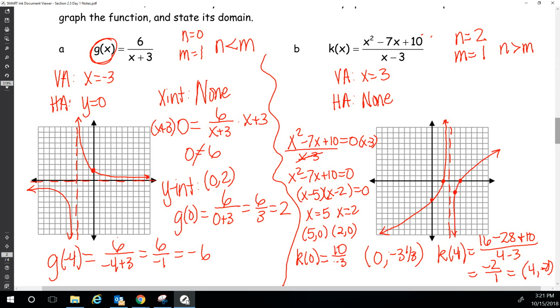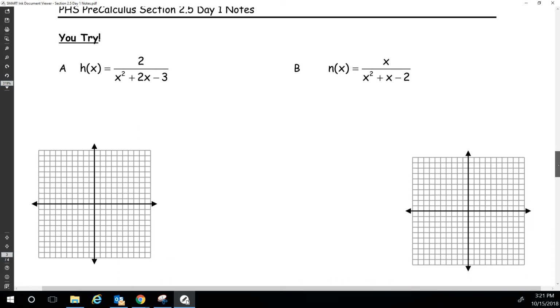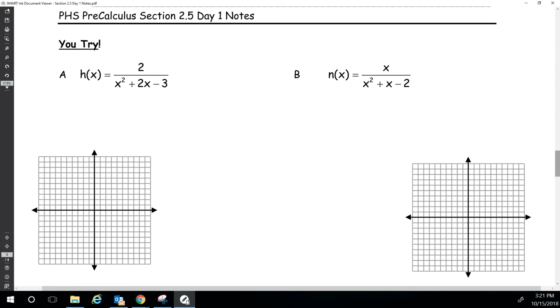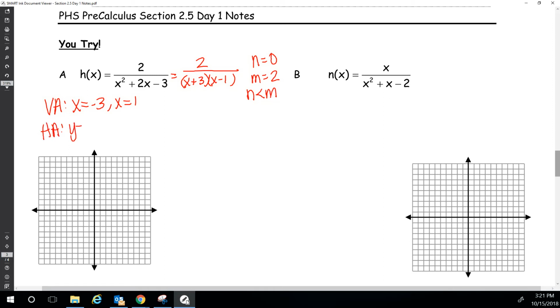All right, moving on to the u-tries. For A, I'm going to have to factor out this denominator in order to figure out where my vertical asymptotes are. So x plus 3, x minus 1 would be my correct factorization there, which means my vertical asymptotes occur at x equals negative 3 and x equals 1. For my horizontal asymptote, the degree of my numerator is 0, the degree of my denominator is 2. N is less than m, so my horizontal asymptote is going to be at y equals 0.